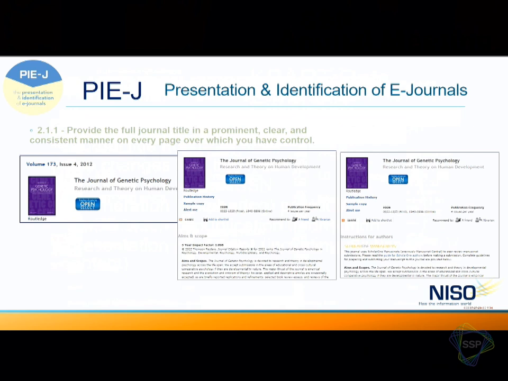So these are just a few of the recommendations. These are not all of the PIJ recommendations. But for example, recommendation 2.1.1 says provide the full journal title in a prominent, clear, and consistent manner on every page over which you have control. So we have examples from Taylor and Francis, the Journal of Genetic Psychology. It's consistent on each level of the journal webpage for a user to recognize, yes, I'm at this particular journal, and I'm always going to be looking at this section of the page for this title. I know where I am.